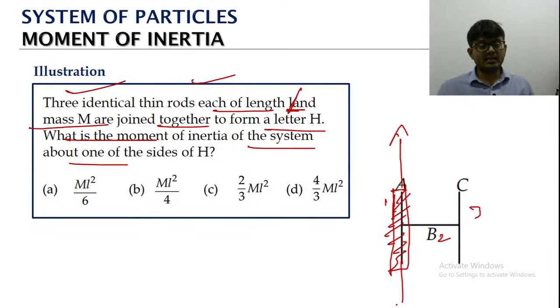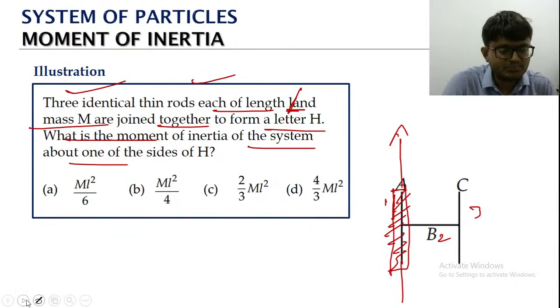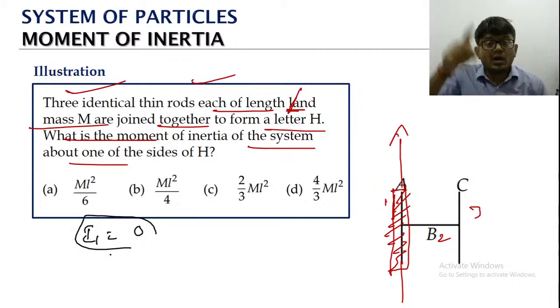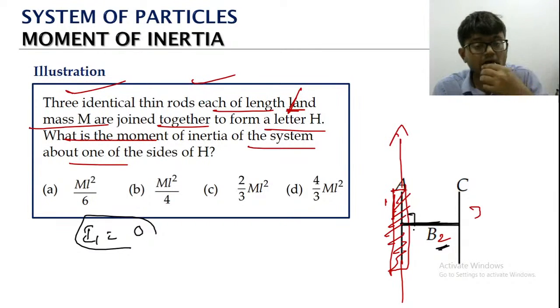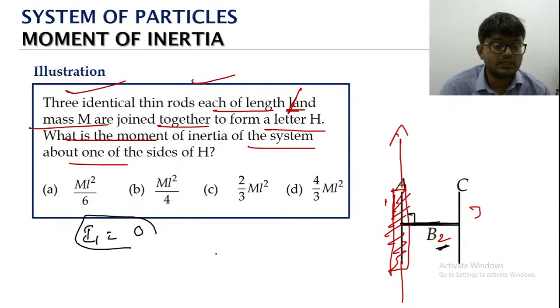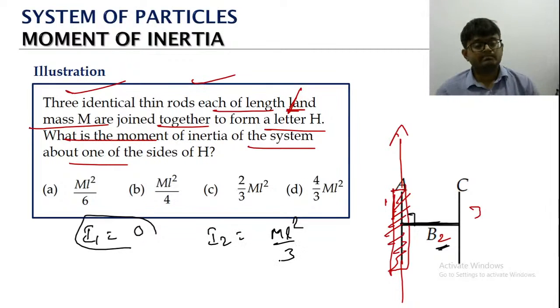Look at the question, what they are saying. What is the moment of inertia of the system about one of the sides of the H? We will go one by one. The moment of inertia of the first rod about the axis is 0, because the rod is fully on the axis. For the second rod, the axis passes through the end of the rod and is perpendicular to its length. What is the value for this? It will be ML squared by 3.